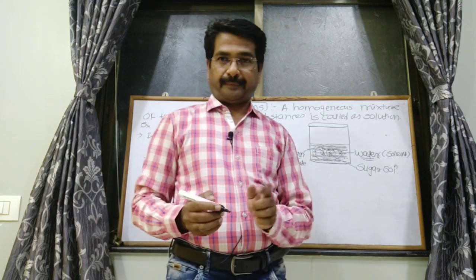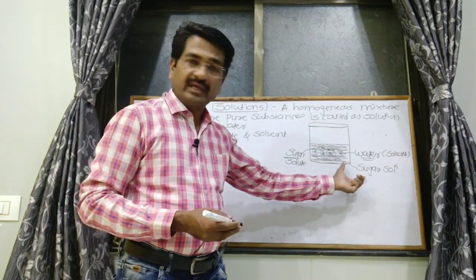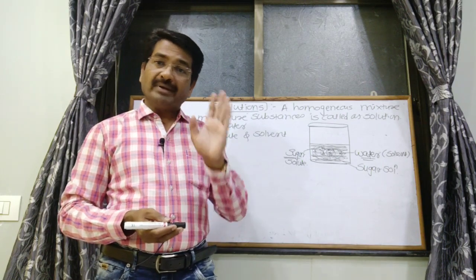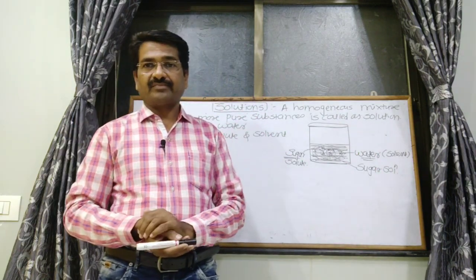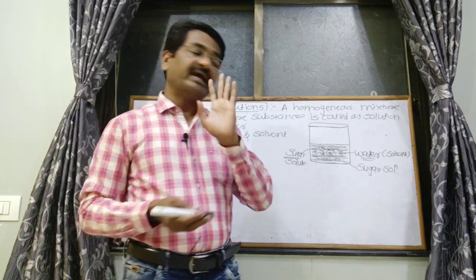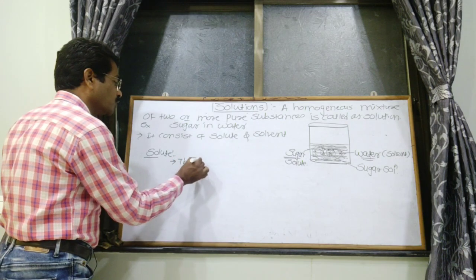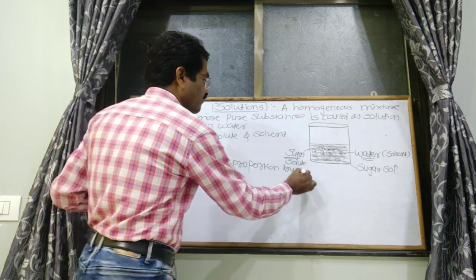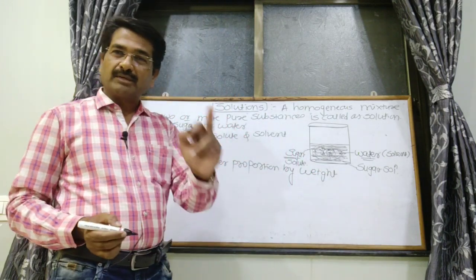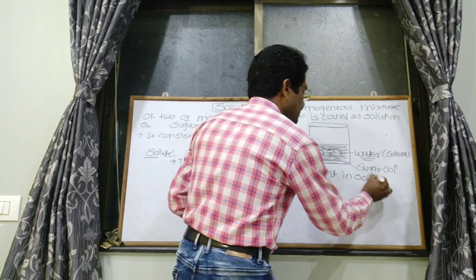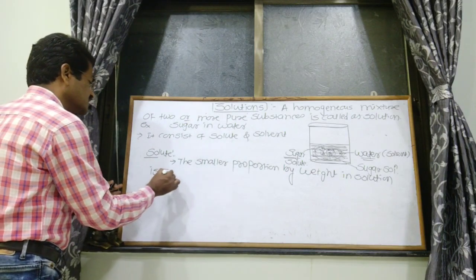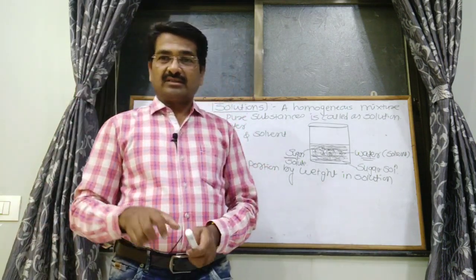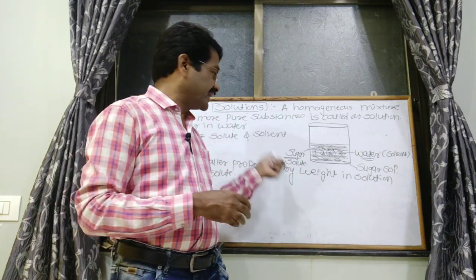In any solution, for example the sugar solution, we know that the sugar is a very small percentage, but the water is taken as the larger proportion. Depending on that, we can define the solute. The smaller proportion by weight in a solution is called the solute.